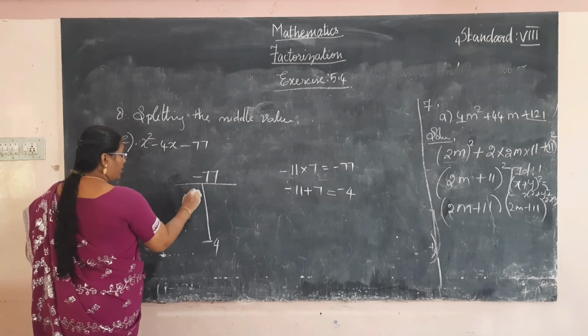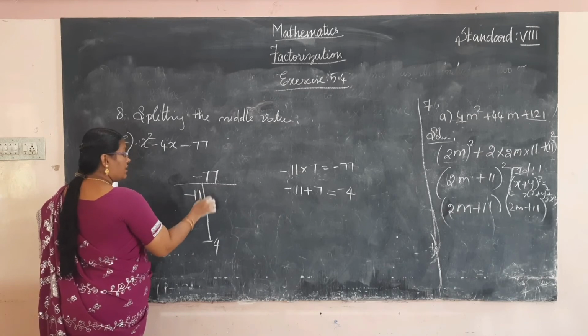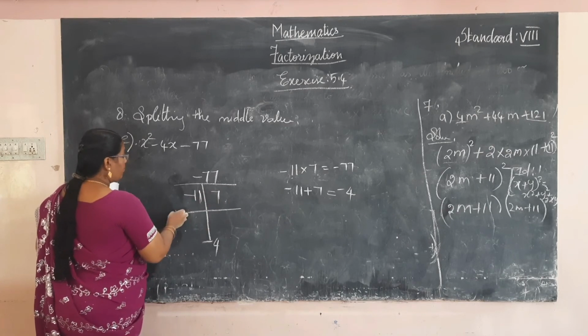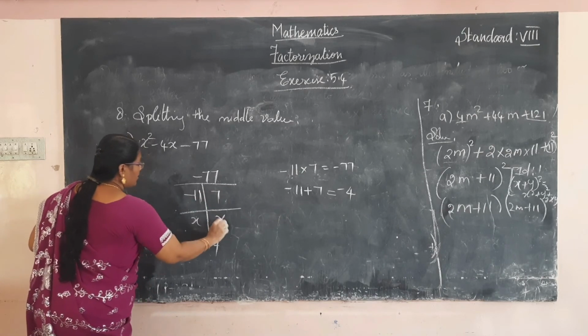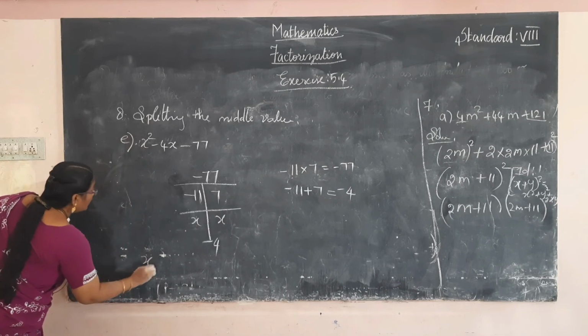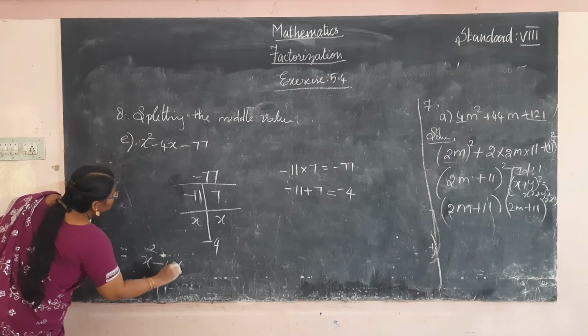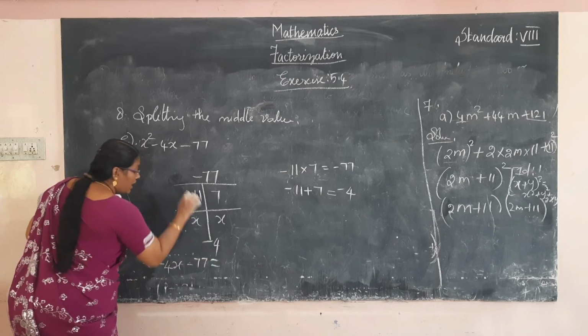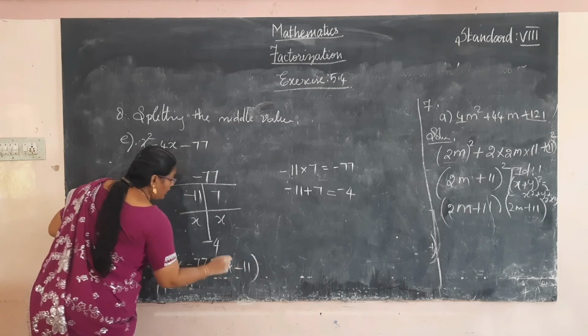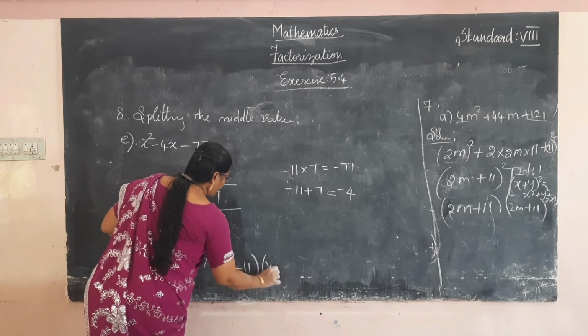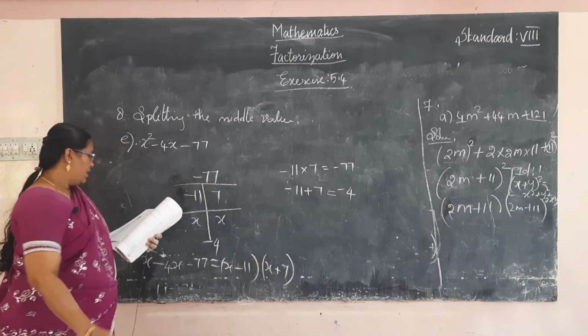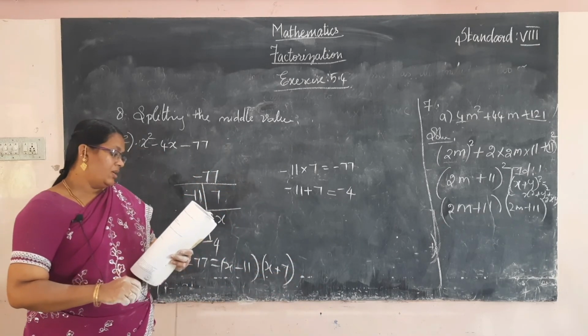Okay, so these 2 factors satisfy the product of factors and the sum of factors. So we write in this place minus 11 and 7 with x. Now write the factors. x squared minus 4x minus 77 is equal to x minus 11 and x plus 7. That is the answer for this problem. Okay, the next one.